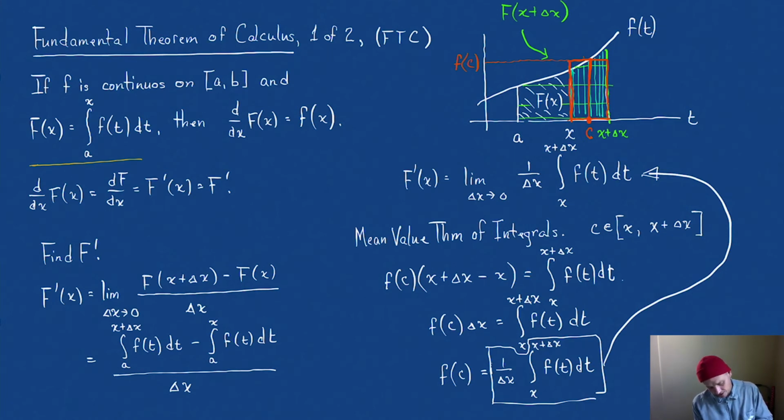But look at this. c is some number greater than or equal to x, and it's less than or equal to x plus delta x. Okay, that's what we know, number 1.